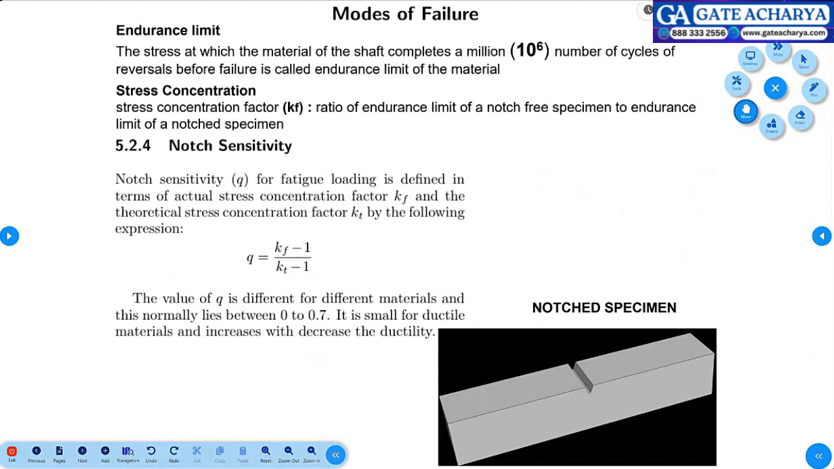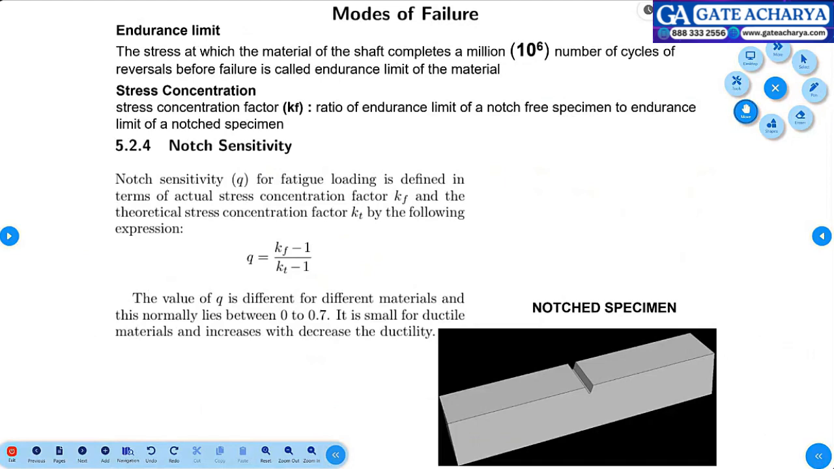So people were going for only infinite life in the design before the 1940s. After this phenomenon happened, they started to concentrate on vibrational loads as well as fatigue loads. Right. So what is meant by endurance limit? The stress amplitude of a material when it completes 10 power 6 number of cycles before failure is called the endurance limit of the material.